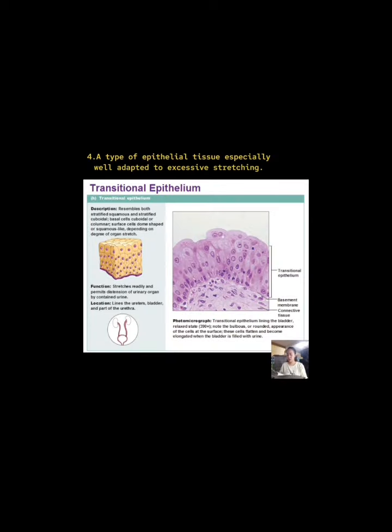Number 4 question is, it is a type of epithelial tissue especially well adapted to excessive stretching. So the answer here would be transitional epithelium, since we all know that one of the characteristics of transitional epithelium is that it can adapt to stretching. It is found in areas like the lining of the urinary bladder.